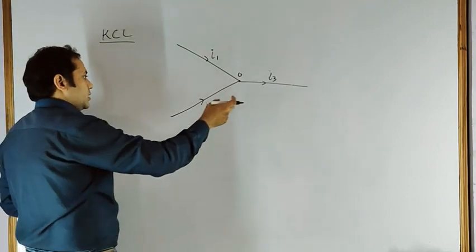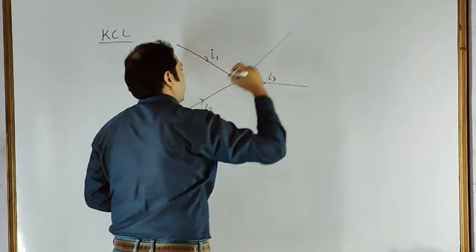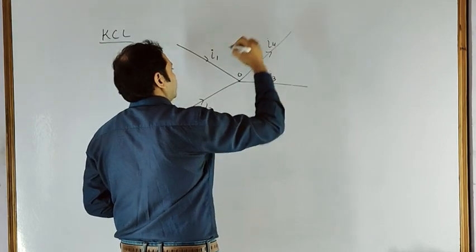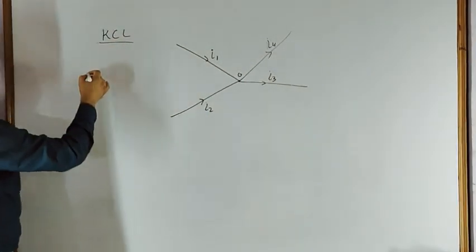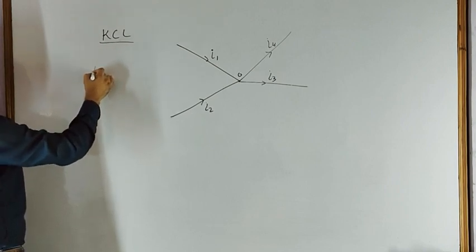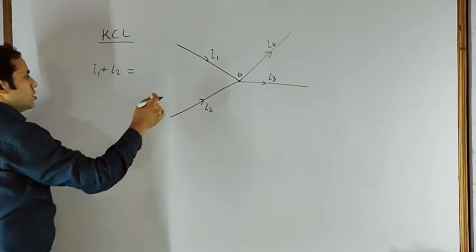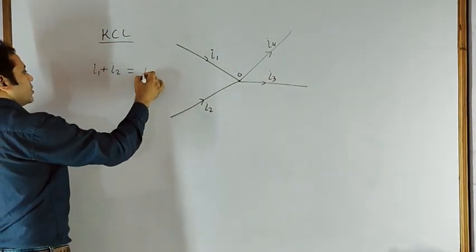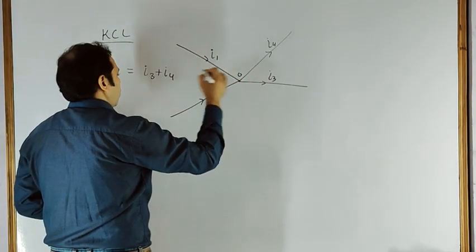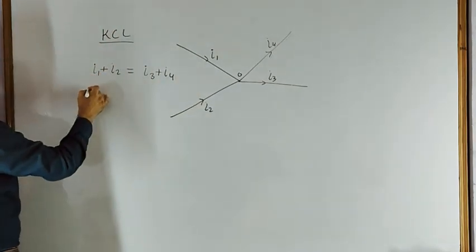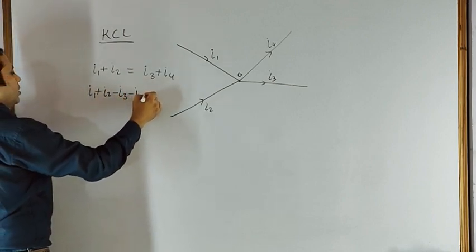But here there is only one outgoing current, so you can consider another wire having current I4. At this junction O, you can apply KCL. According to KCL, the sum of incoming current, I1 plus I2, equals the sum of outgoing current, which is I3 plus I4. So at junction O, the equation is I1 plus I2 minus I3 minus I4 equals 0.